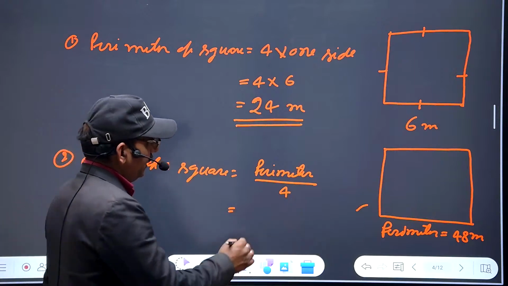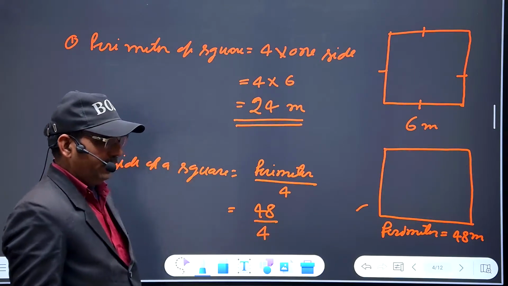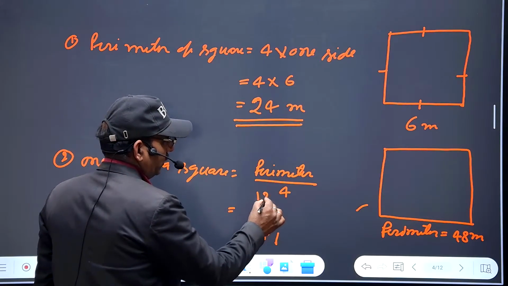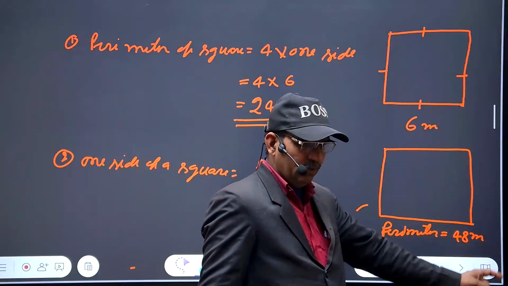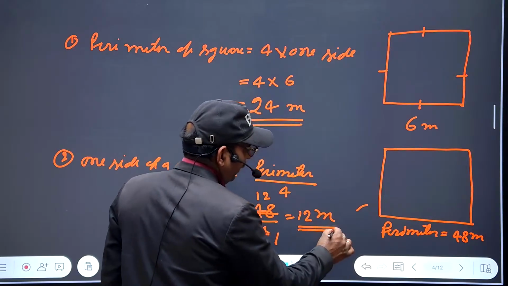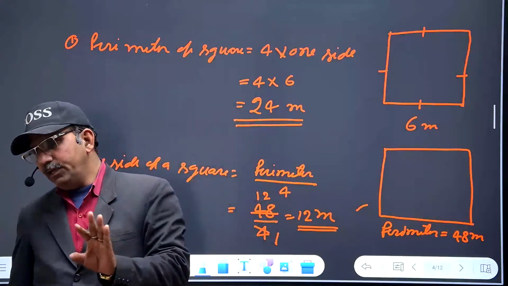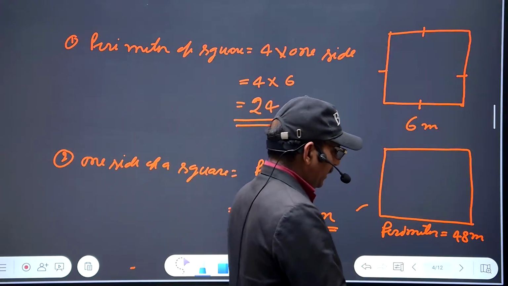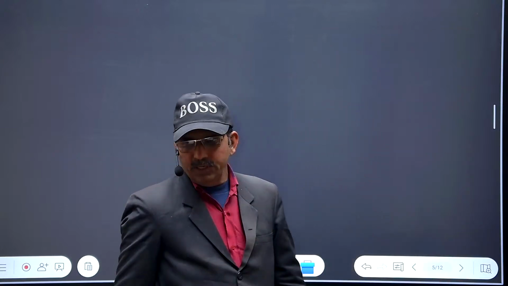What is the perimeter? That is given, 48, right? 48 upon 4. You can divide 48 by 4. 4 1 ja 4, 4 2 ja 8. The answer will be 12. And you write here the unit, meter. So by this process, you can find out one side of a square if perimeter is given. Is it clear? After that, you will find out the area of the square.